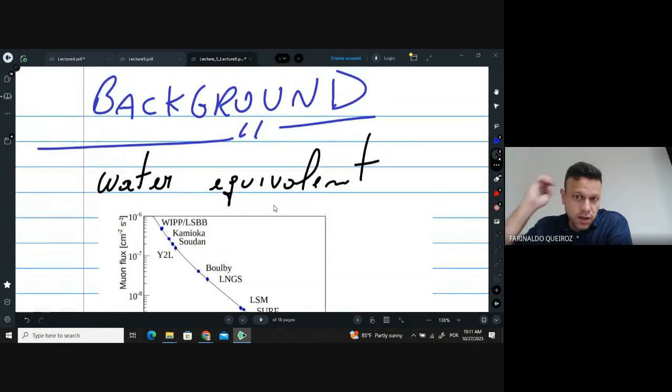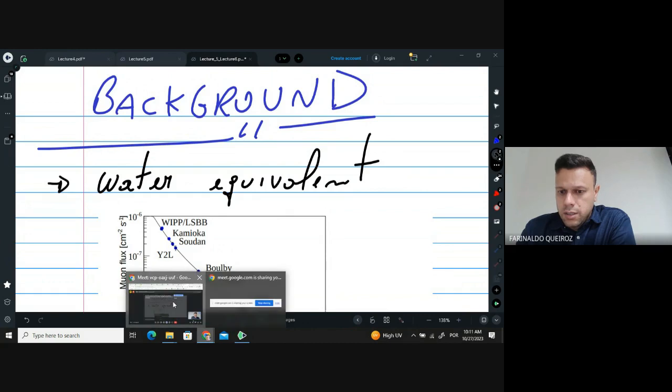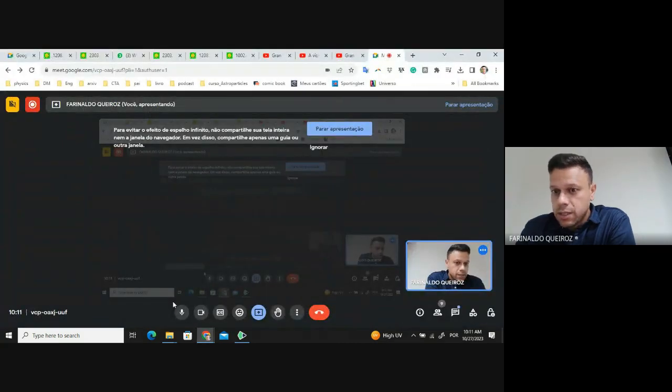Now let's study a bit of the background for direct detection experiments. We're going to discuss a quantity called water equivalent. Does anyone know what water equivalent is? No? Anyone in the back there? Does anyone know what a water equivalent measurement is?